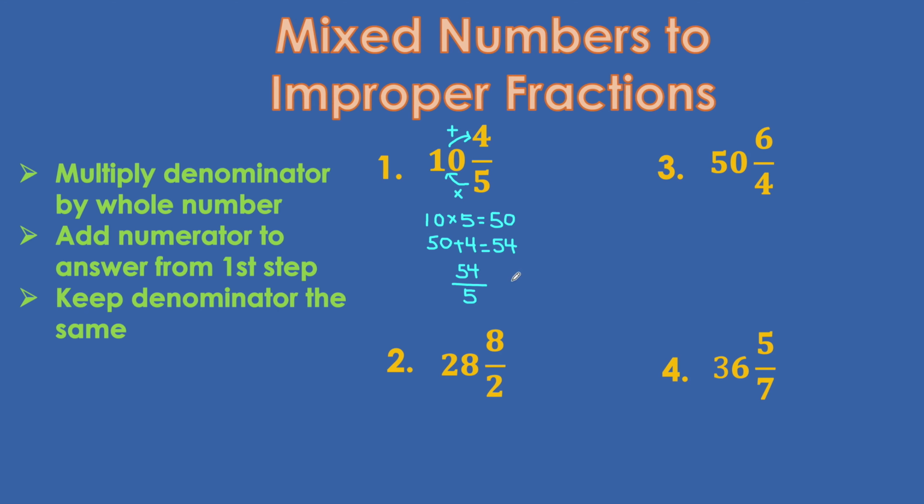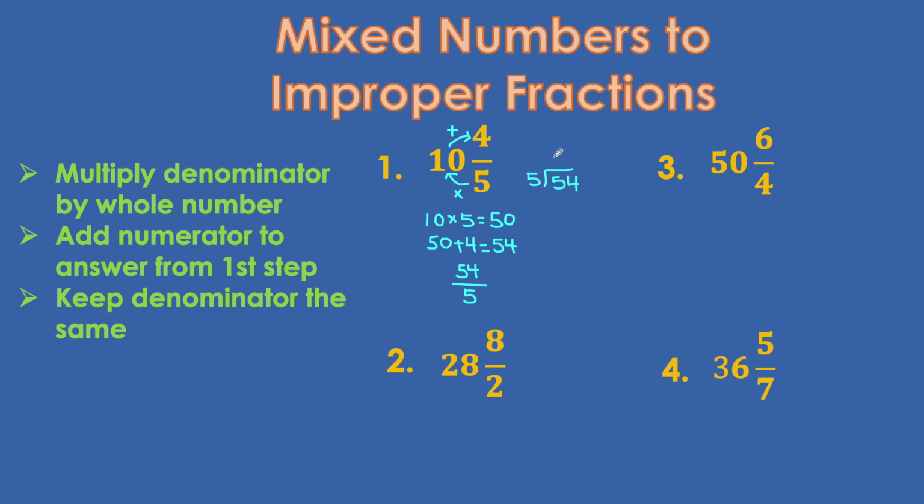So this is mixed number to improper fraction. If you wanted to convert the improper fraction, meaning the numerator is larger than the denominator, which is what we have here, and you want to change it back to a mixed number, then you would just divide 54 by 5. We can do it over here to see if we get that same answer. 54 divided by 5.